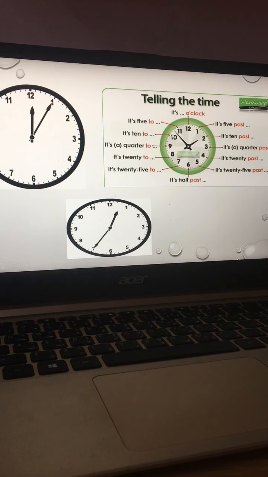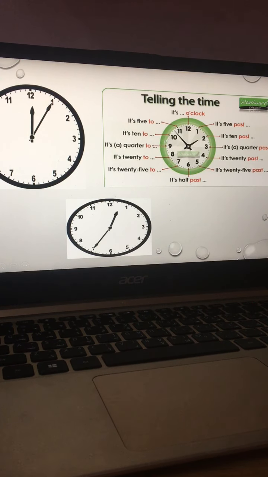Now, what if the minute hand is pointing to 8? Okay. So if we count by 5, 10, 15, 20. So it's 20 to 1. Very good. Okay. What if the minute hand points to 9? We are going to say it's quarter to 1. It's quarter to 1. Okay. Remember, when we say the word "to," we start saying the next hour. We do not say 12 anymore. No, we say 1, the next hour.